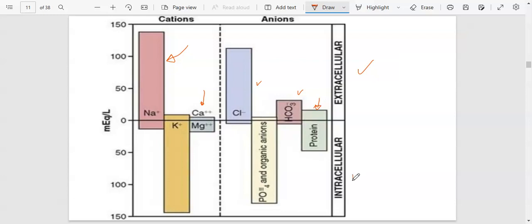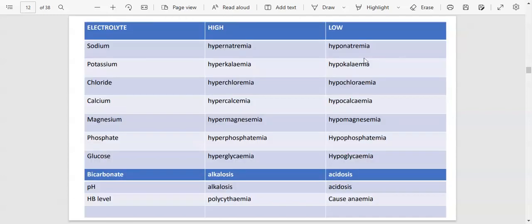And when you consider the intracellular fluid, you have the proteins as a major anion and also organic anions such as the phosphate. And then for those which are positively charged, you mostly have potassium and also magnesium inside the cell. So these values are in milliequivalents per liter. So we need to be able to identify which ions, cations or anions, are mostly found outside the cell and mostly found inside the cell.